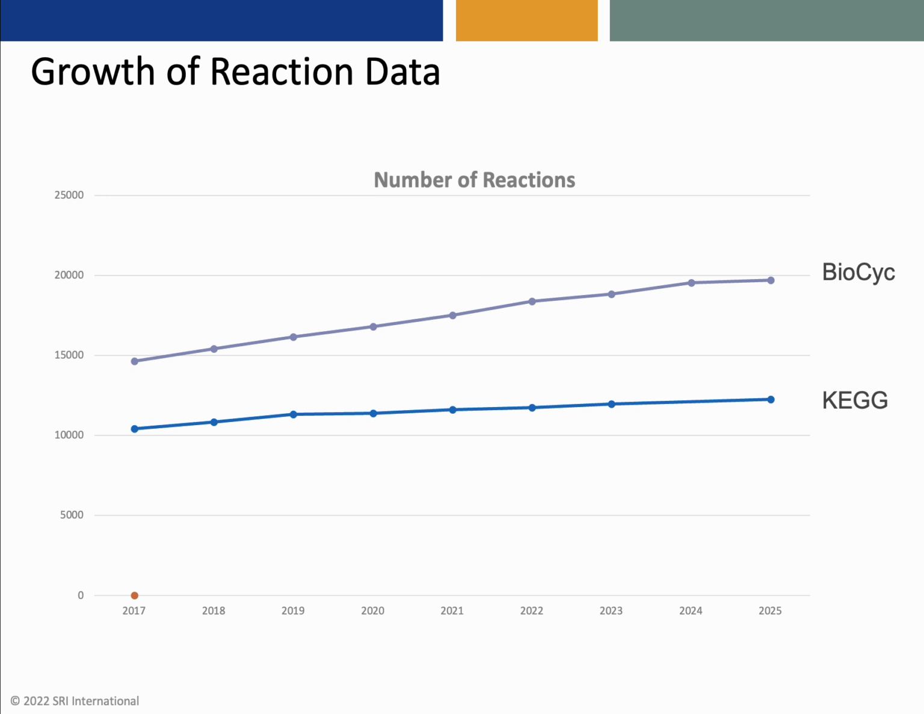And it's actually instructive to look at the time course of the number of reactions in both databases over time, because not only does BioCyc have significantly more reactions than KEGG does, but BioCyc is actually growing twice as fast as KEGG is, at least over the last 8 years, where BioCyc has grown by 5,000 reactions, KEGG has grown by about 2,500 reactions.